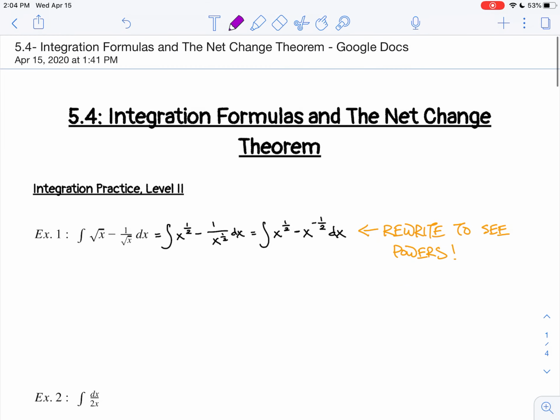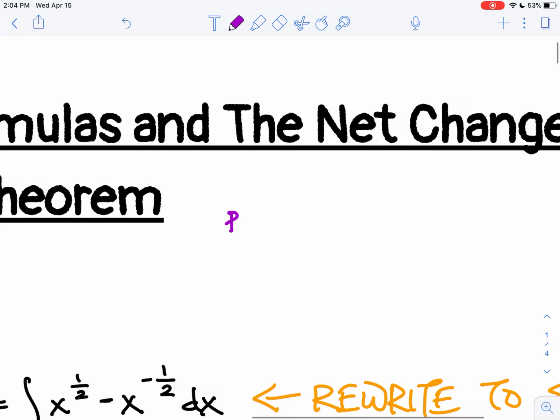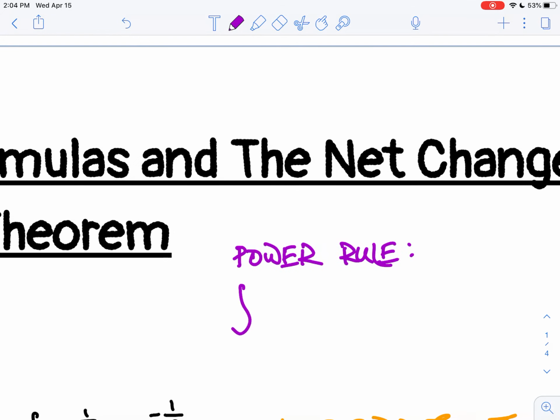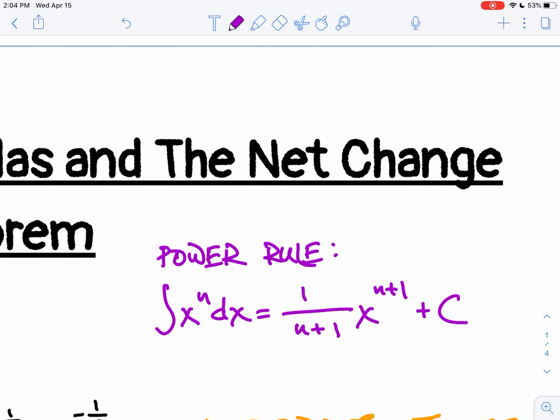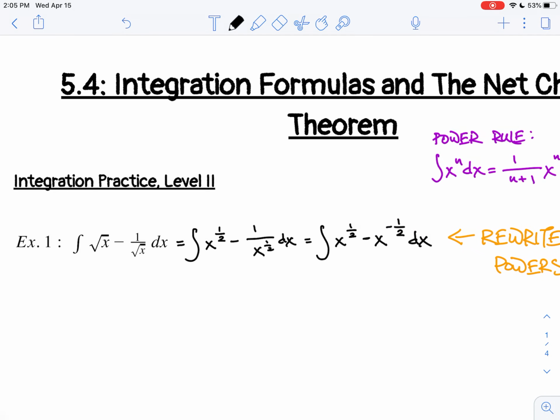Once we've rewritten them to see the powers, we can go ahead and use the power rule. So the power rule for integrals, and I'm going to write this up in the corner just so we see it, is this: the integral of x to the n dx equals 1 over n plus 1 times x to the n plus 1, and if there's no bounds, we need that plus c at the end. So we're going to use this and take a look at example number one.